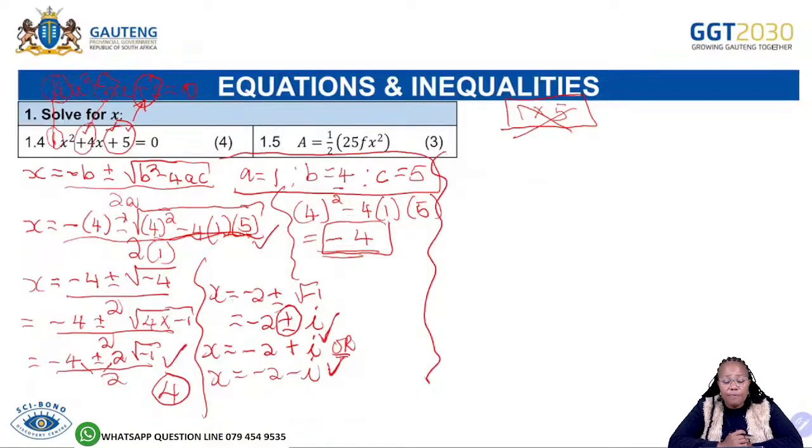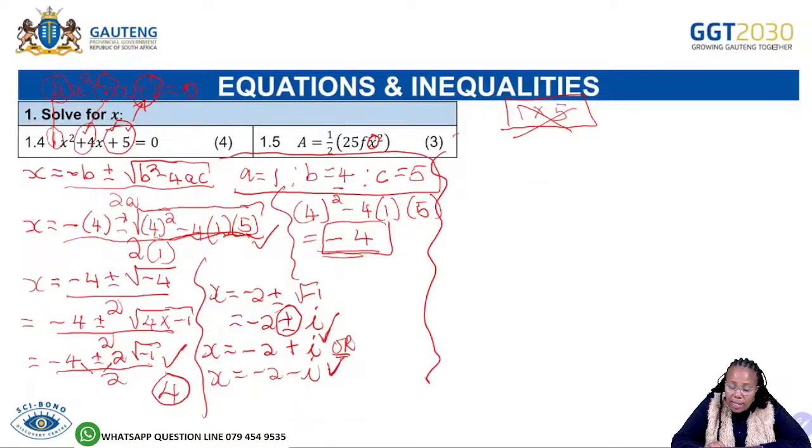And then 1.5, this is what we call the literal equations. We are still solving for x here. That means it's where they say make x the subject of the formula. If they say solve for x, that means they want you to make x the subject of the formula. So our targeted variable is x here. We need to simplify and ensure we are left with x equal to something.